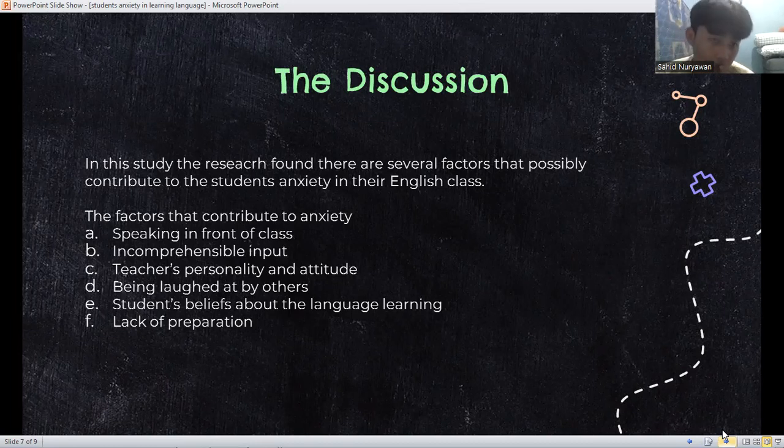The fifth, student beliefs about language learning. Many of the participants felt that English was a difficult subject. And the last one, lack of preparation. A few admitted that they usually get very anxious when they didn't prepare enough for tests or speaking practice.